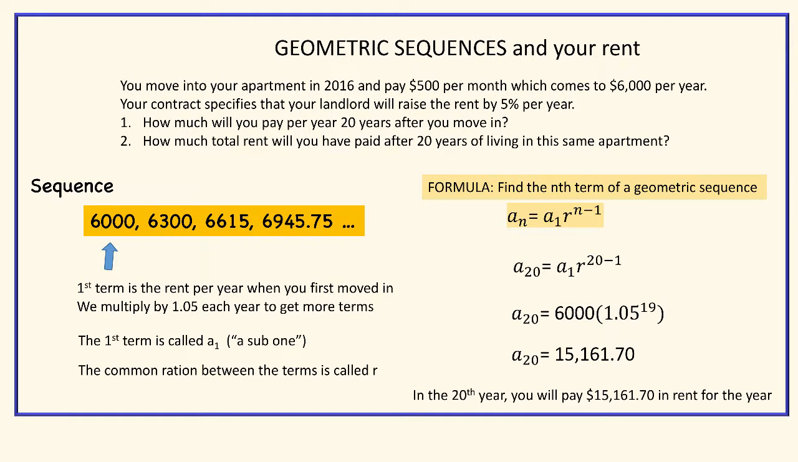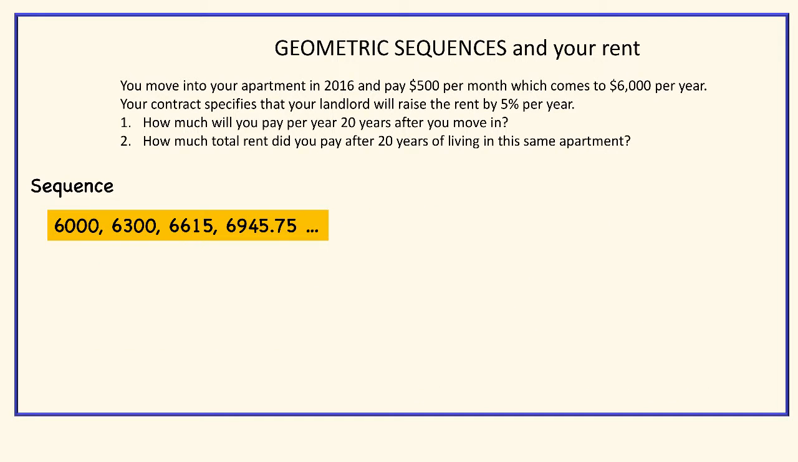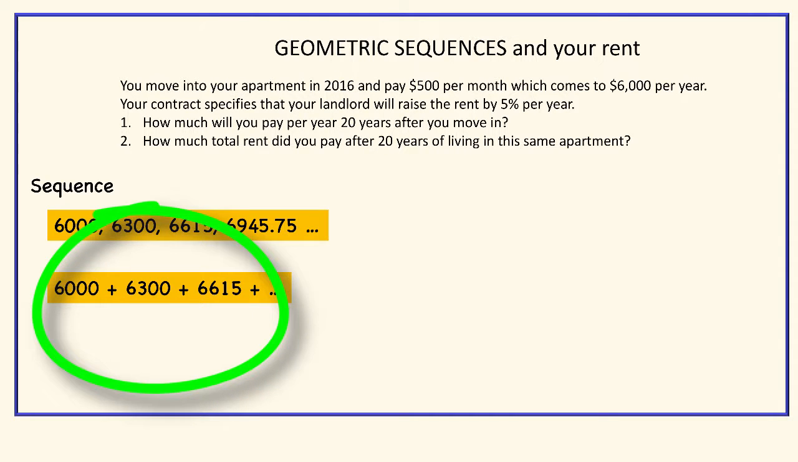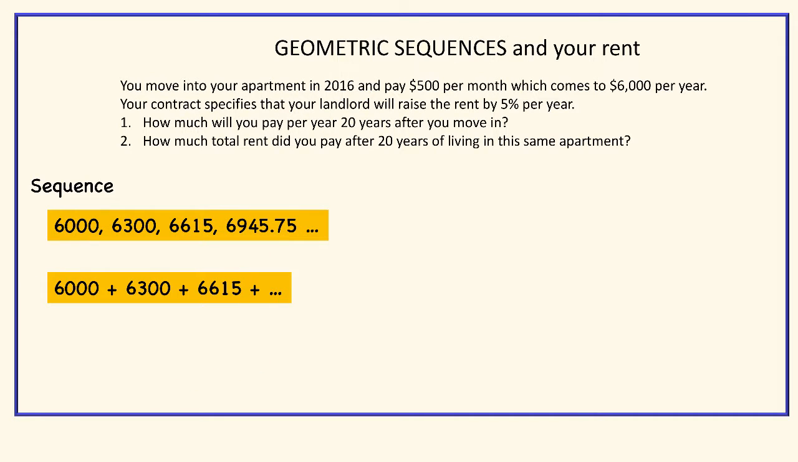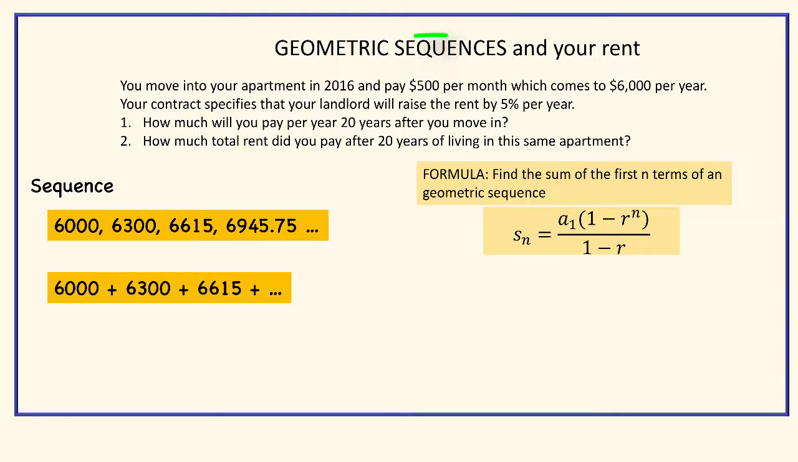All right, so let's go on and let's see if we can answer the second question. How much total rent? What did it all add up to after 20 years? I mean, should we have just bought a house instead? Let's see. So of course we can do it the long way. We can just start adding up all the numbers, which means we'll have to calculate 20 of the numbers by multiplying by 1.05 for each number to get the next number. Once we have 20 numbers, we'll add them all up to get our total. But of course there's a formula.